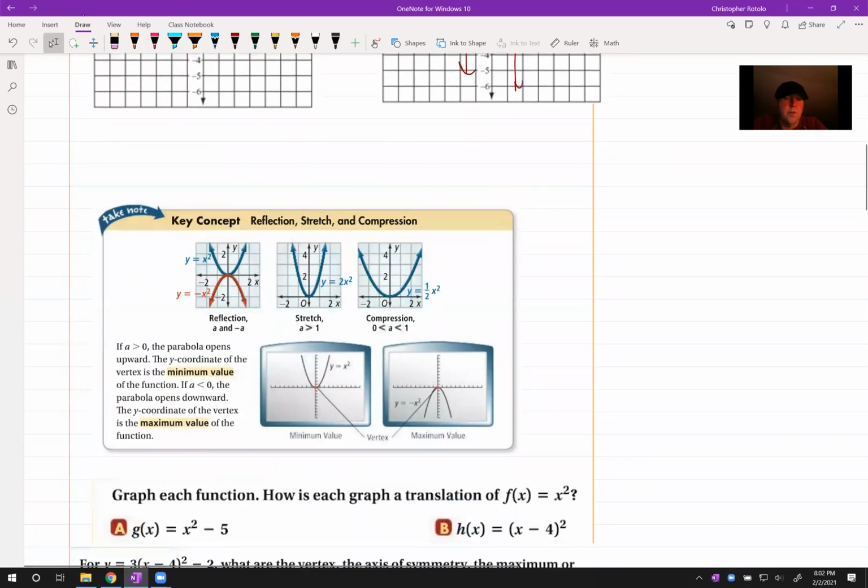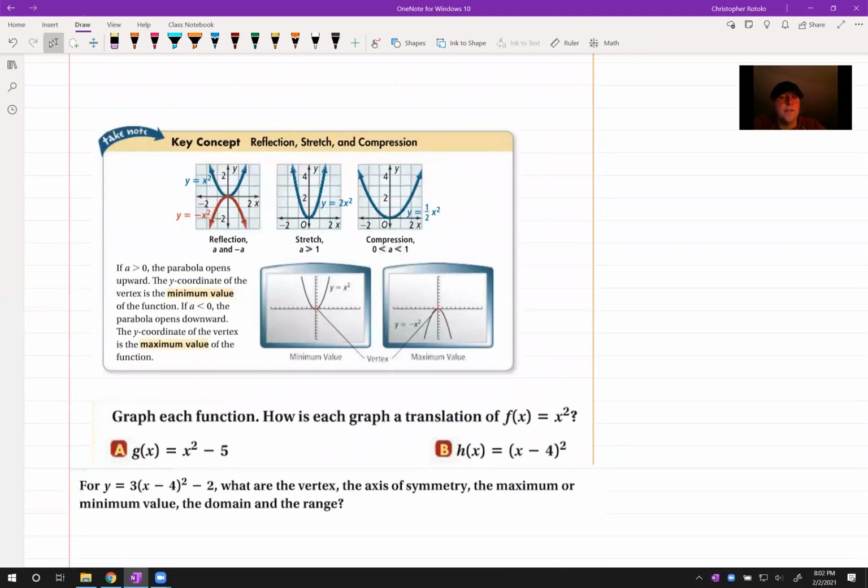Okay, so here's all those words again. So if a is positive, that's what we have right here. It's going to open up, right? Pretty easy to remember. Positive people smile, and negative people, they don't, right? They frown. All right, if a is greater than 1, we call that a vertical stretch. So that means it's a little bit taller. And if it's between 0 and 1, then it's going to be a compression, right? It's been squished, so it's a little bit wider.